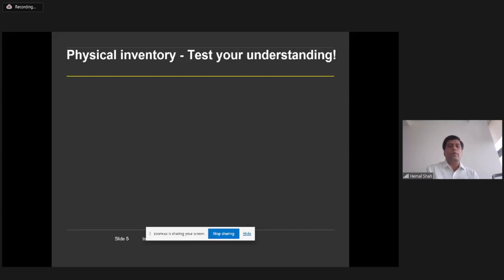So first, let's talk about physical inventory. What is required in physical inventory? First of all, generally the question arises: is it mandatory for the auditor to attend the physical count of inventory?